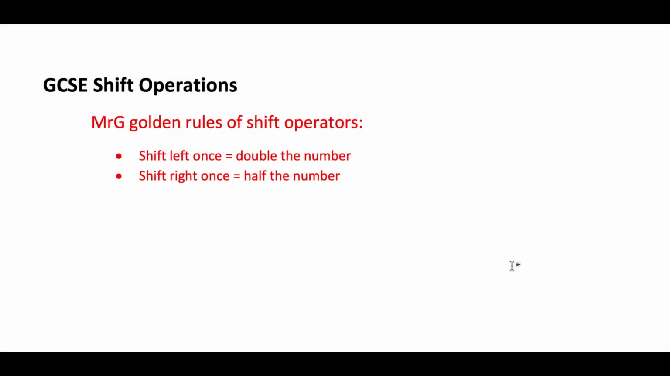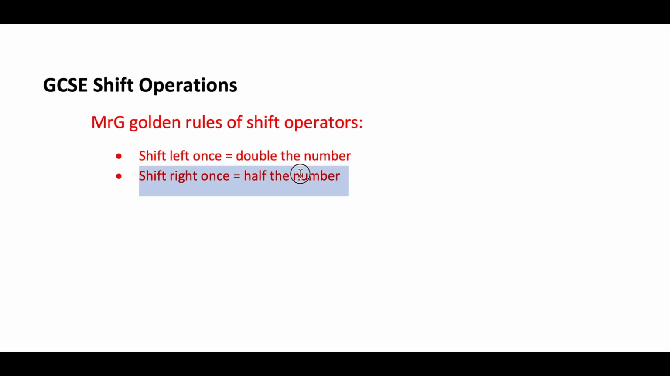In this video, we will be looking at shift operation exam questions. So let's just remind ourselves of the rules of shift operations. If we shift a binary number one place to the left, this is the equivalent of doubling the number. If we then perform another shift to the left, this will be the equivalent of multiplying the number by 4. So every time we do a shift, the number is doubling.